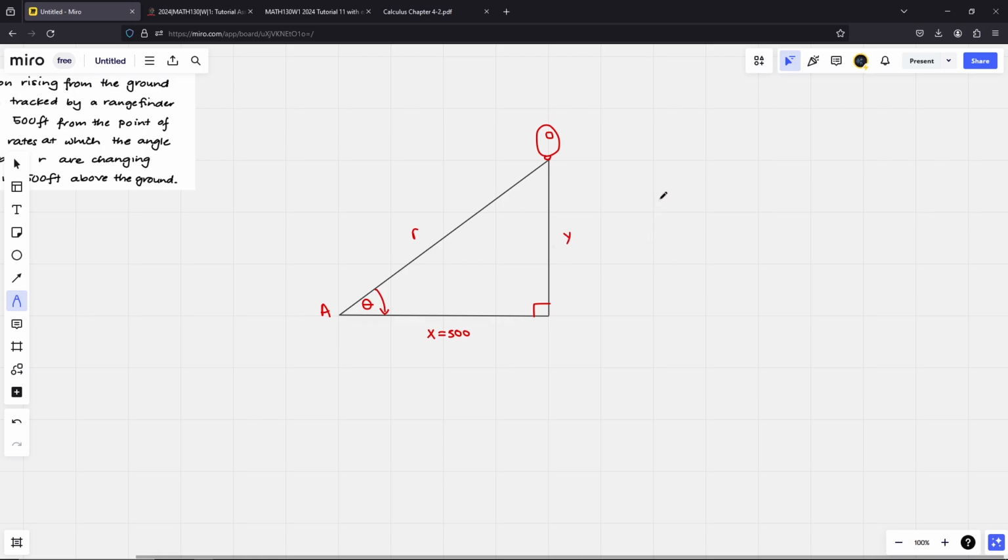So we can think about the balloon changing with respect to time. Well, the balloon is rising above the ground with respect to time at 140 feet per minute.